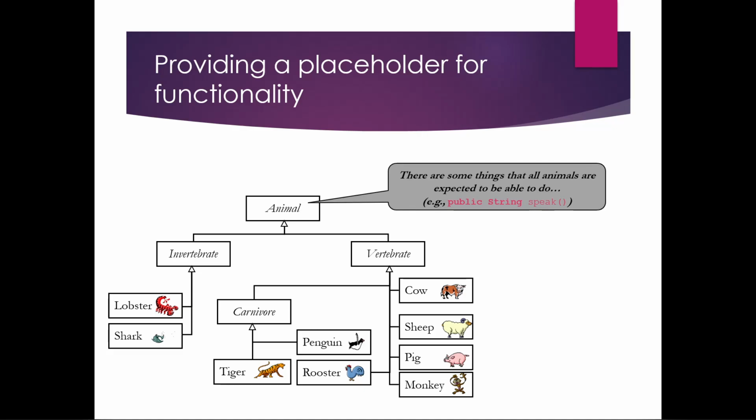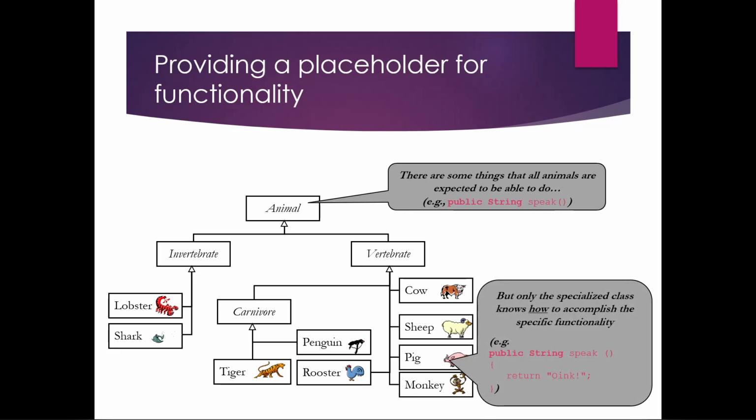What does the lobster say? So I can put this placeholder up top. It can be abstract or not, this behavior up there. It doesn't have to be. But I definitely want to be able to change that behavior for each different animal. The pig says oink in this case. The tiger says roar. The sheep says ba. The cow says moo. Something you learned probably a very long time ago, right?